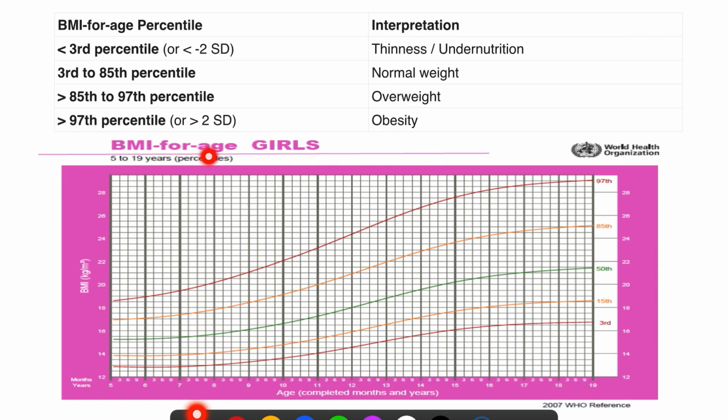This is the WHO BMI for age chart for girls. On the x-axis, the age is plotted and on the y-axis, we have BMI in kg per meter square. If the BMI for age is below the 3rd percentile or less than -2 standard deviation, that is below this line, then it is classified as thinness or undernutrition. If the BMI for age falls between the 3rd and 85th percentile, it is normal weight. If the BMI falls above the 85th percentile but less than the 97th, it is overweight, and above the 97th, it is obesity.